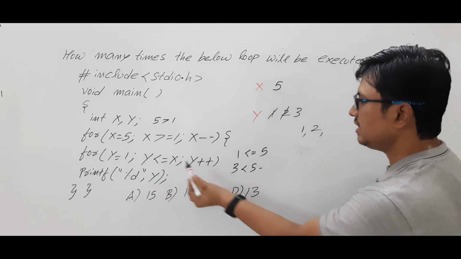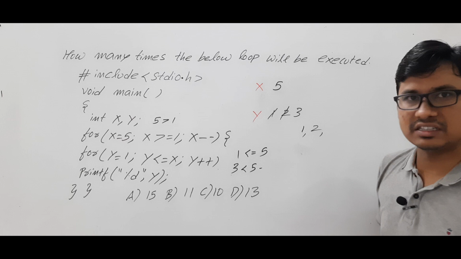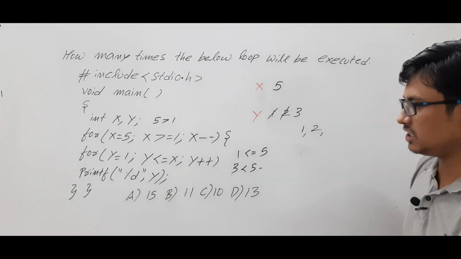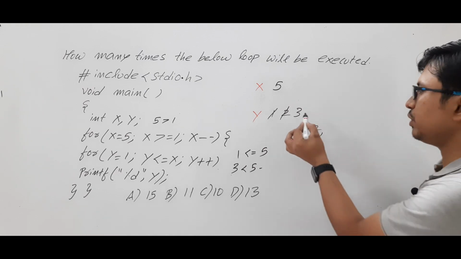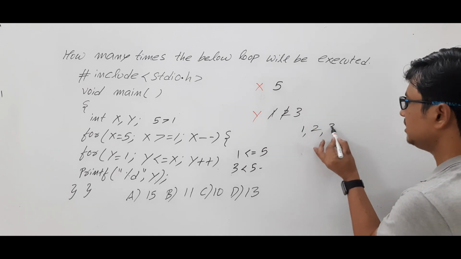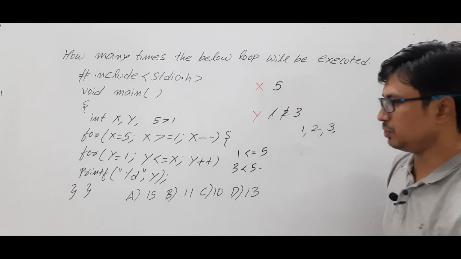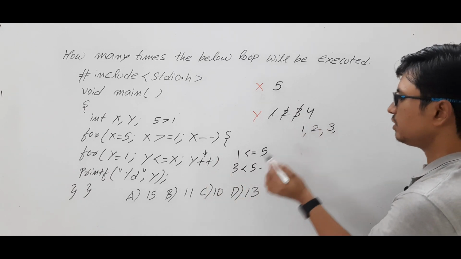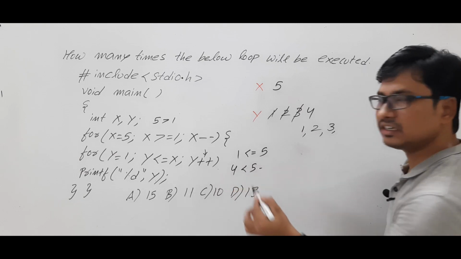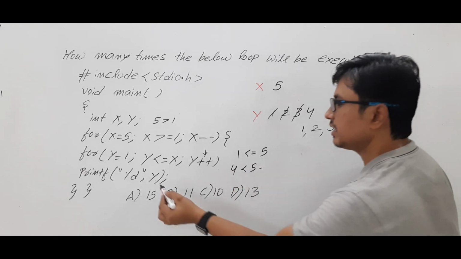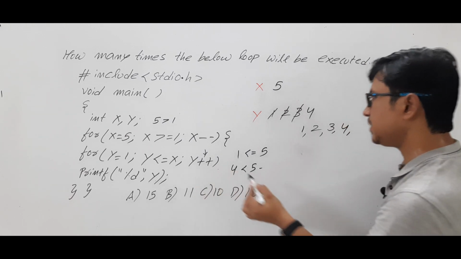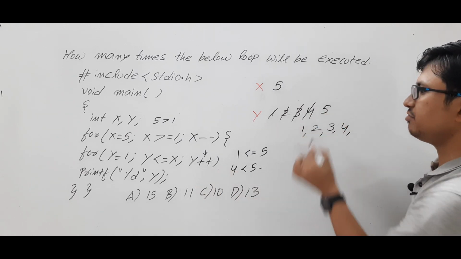y value is 3. x value is 5. So 3 is less than 5. The condition is true. If this condition is true, again you will execute the statement printf("%d", y). y is having the value 3. 3 will be displayed as an output. Then it will come to the y++. y value will become 4. Again it will check the condition. 4 is less than 5. Again y value will be printed. 4 will be printed. Then y++. y value will become 5.